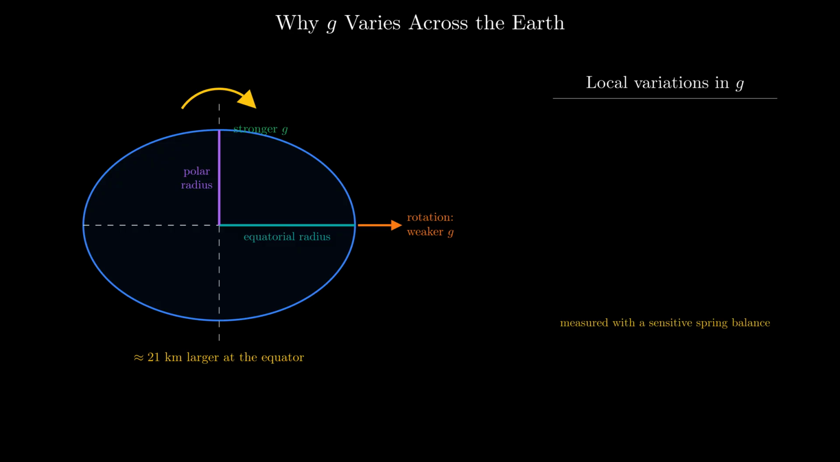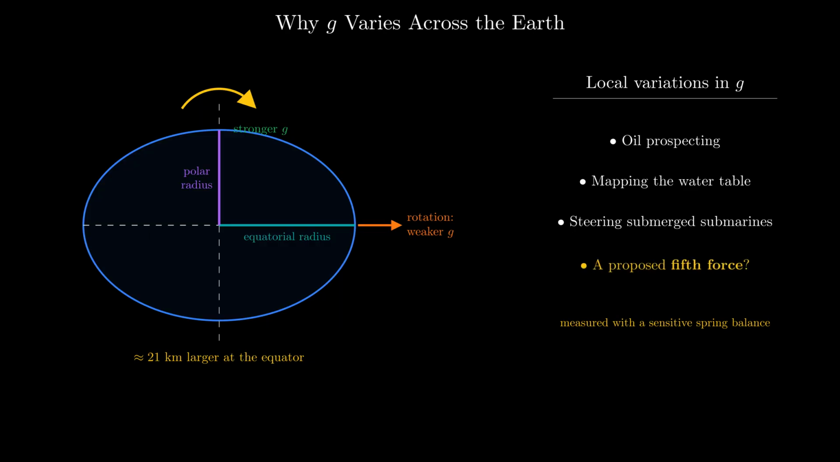Gravity dips locally too, with the rock and water beneath your feet. Variations real enough to guide oil prospecting, map the water table, and steer submerged submarines. Hunting anomalies in G has even fueled searches for a proposed fifth force.